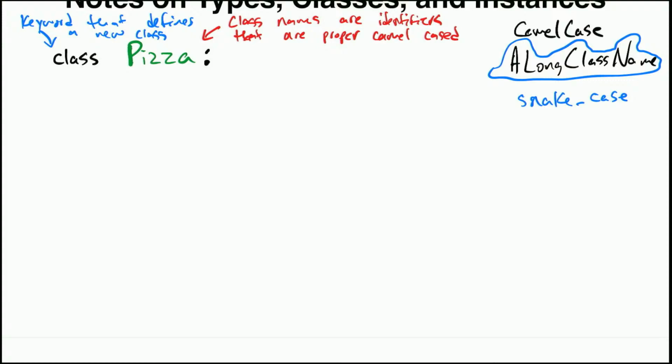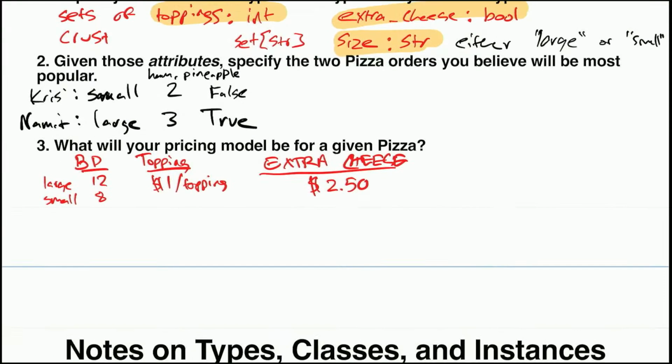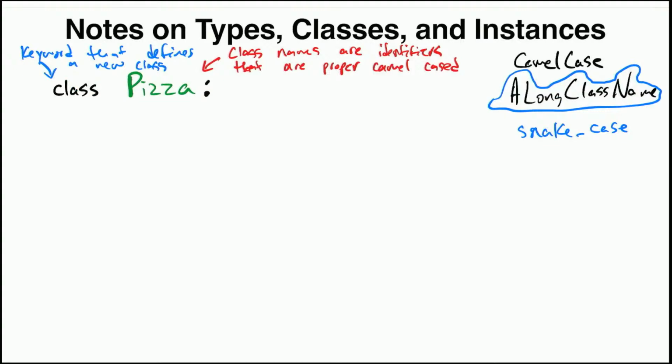Okay, so we're defining a new class. Its name is Pizza. And we said we had three attributes that we wanted to use to model this. So we're going to declare our attributes. I might use orange here. So size is type str. You'll notice that I've indented this. Following that colon, on the next line, we're indenting the body of our class.